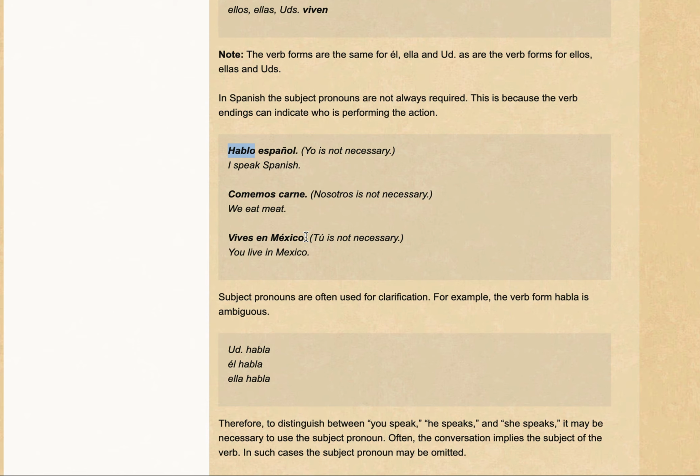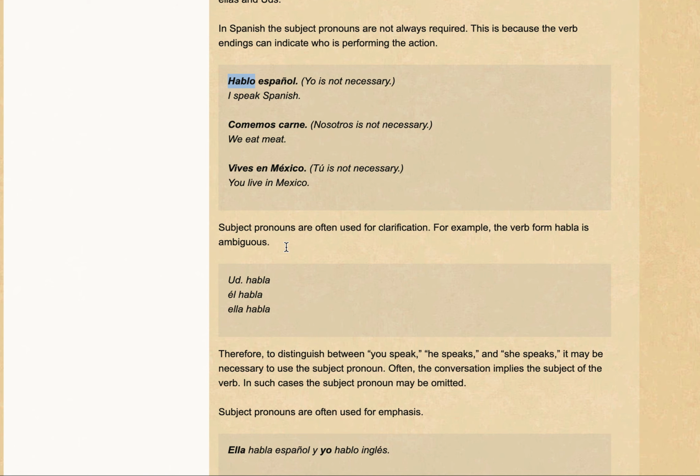With tú, in terms of er and ir verbs, we add es, right? So it's like tú vives, tú comes. For ar verbs it is as. So tú hablas. So basically we don't need the subject form, right? Once we know the verb and it is unique in a sense, we don't need to explicitly mention the subject.